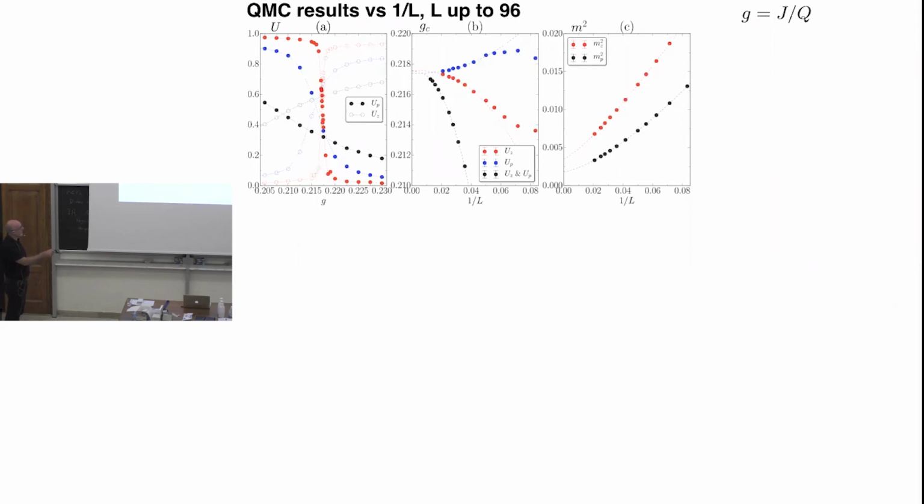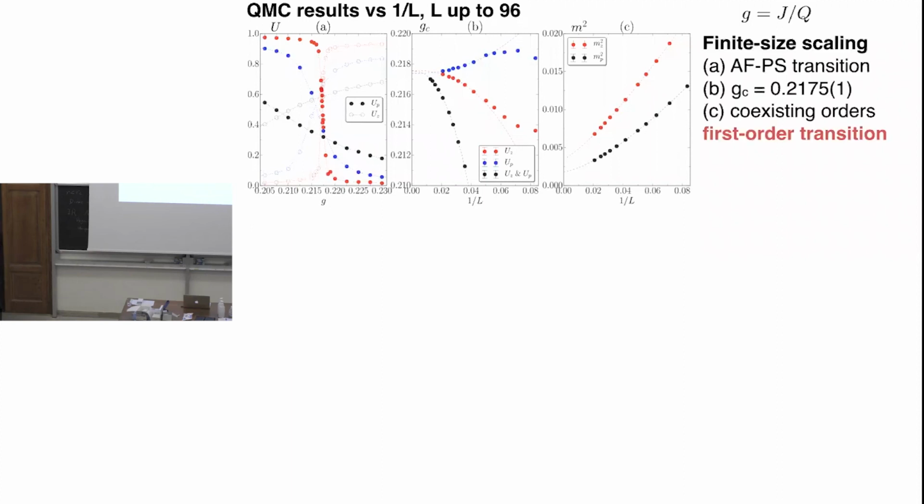This is pretty clearly extrapolating into some non-zero value. So this would be really a first order transition, because we have non-zero coexisting order parameters.